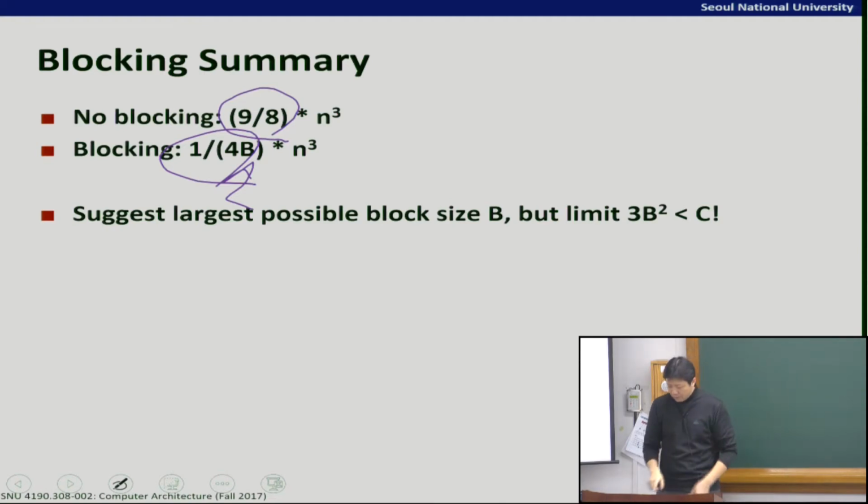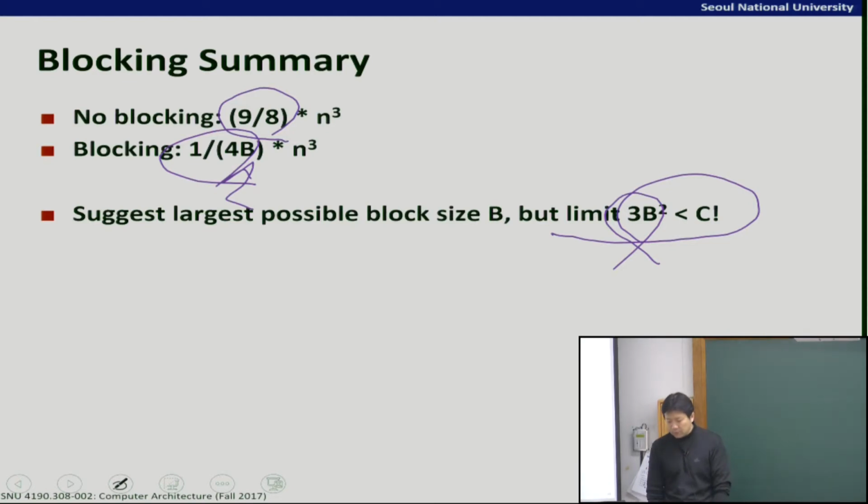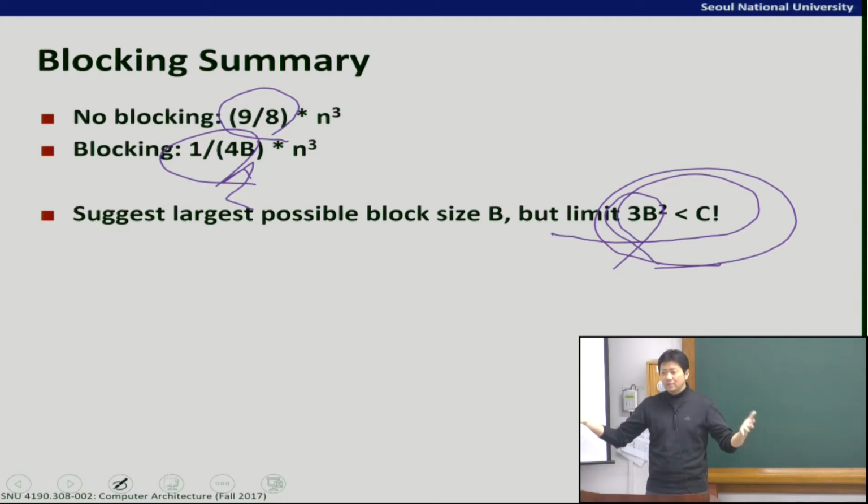That's true. But eventually the block size is limited by this constraint, because we assume all these 3 blocks currently being worked on can be placed in the cache at the same time, right? So the size of the 3 blocks must be smaller than the size of the cache. That constraint must be satisfied. So we cannot increase the size of the block infinitely. There's a limitation because of this constraint. Okay.